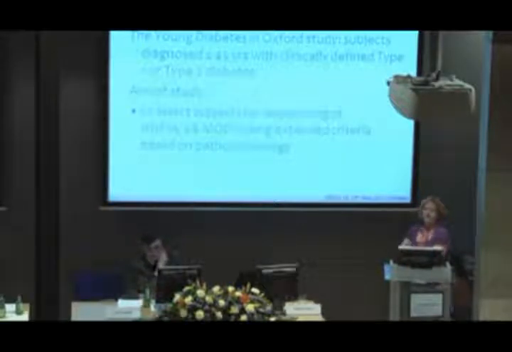And the aim of the study was to select subjects for sequencing of HNF1 alpha or 4 alpha MODY using extended criteria based on pathophysiology, and to compare these extended with the standard criteria and see what the performance is like. So just to take you through the two parts of the study, if we start with those who've got a clinical diagnosis of type 2 diabetes, they're all diagnosed under 45 and they're beta cell antibody negative.